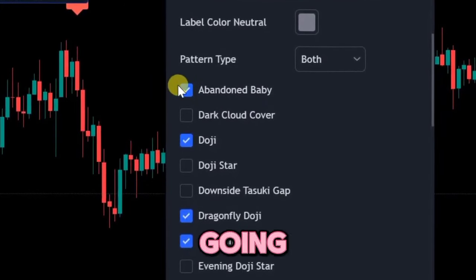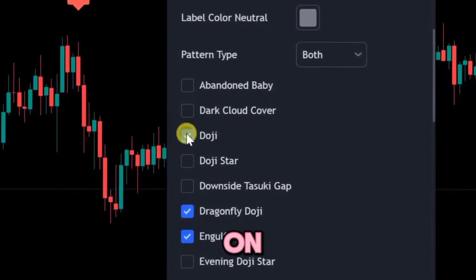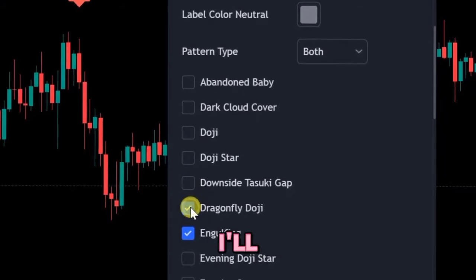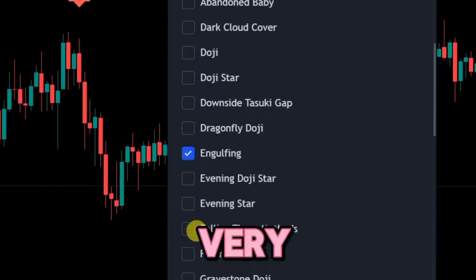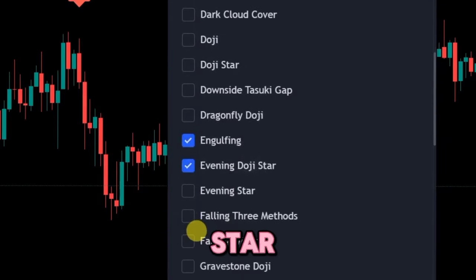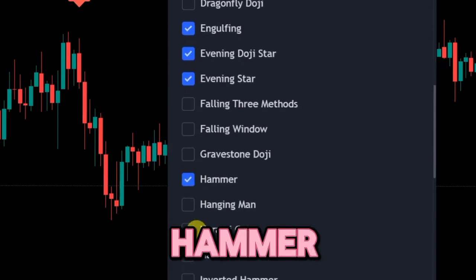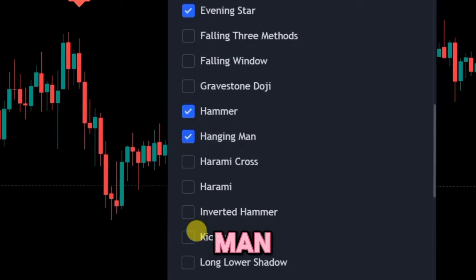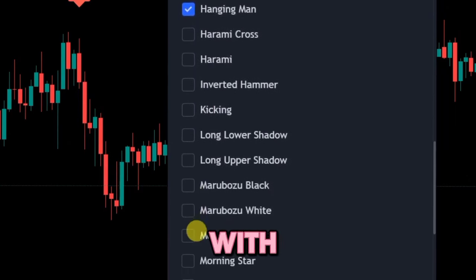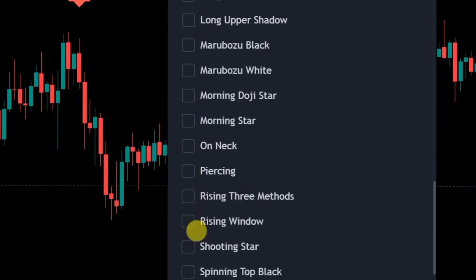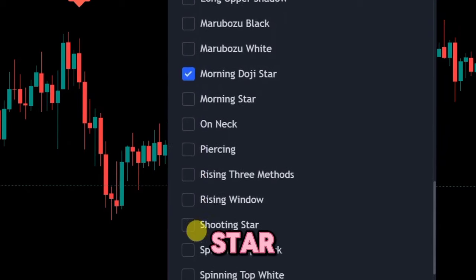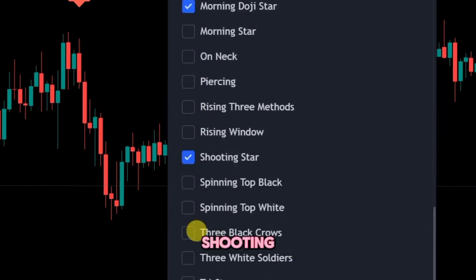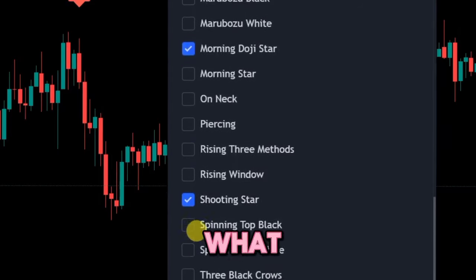Now the settings I'll be going with, I'll be unchecking this as well. Now I'll be going with engulfing, which is very, very important. I'll be going with evening star, evening doji star, and hammer. I'll be going with hanging man, morning doji star, and shooting star. What else? I think that's all.